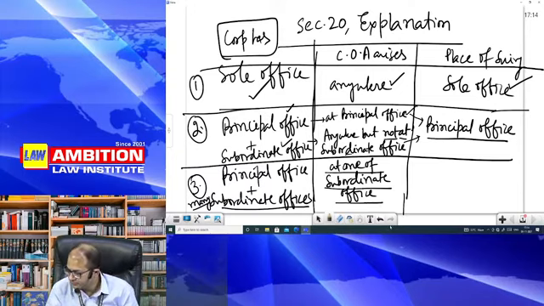because it is written after 'or', and 'or' is disjunctive. So if there is a principal office or sole office where the cause of action arises, then there is no issue. But when the cause of action arises at a subordinate office, then whether it will be the principal office or the subordinate office, the law says it will be the subordinate office. This is the point we are required to learn.